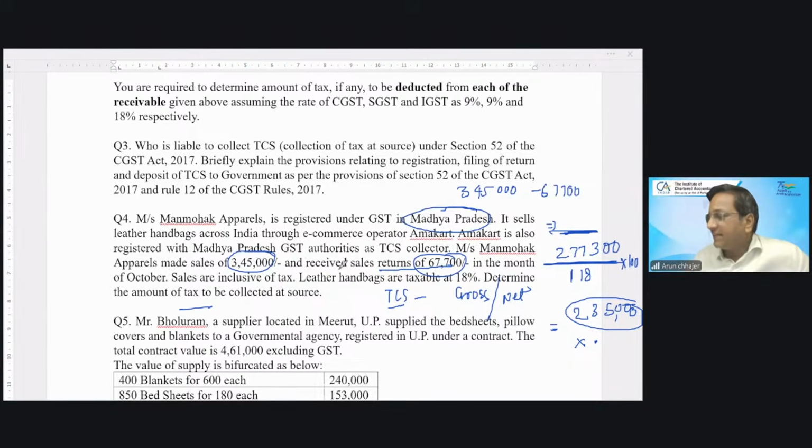Can you say that it is an inter-state supply? Why? Because this is in Madhya Pradesh and the e-commerce operator is also in Madhya Pradesh, so it is intra. Can we say that it is an inter-state supply? Please confirm. A very interesting question has arisen.